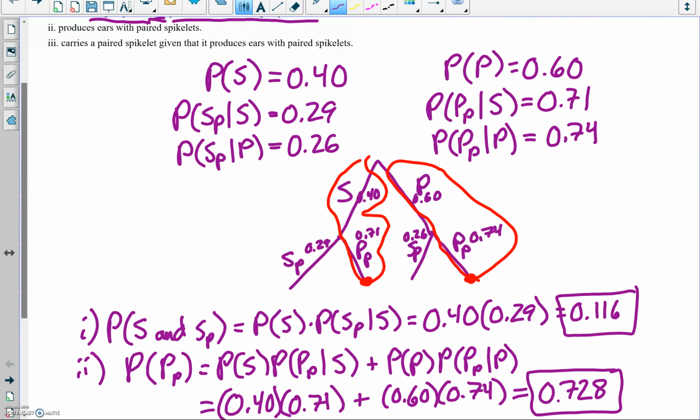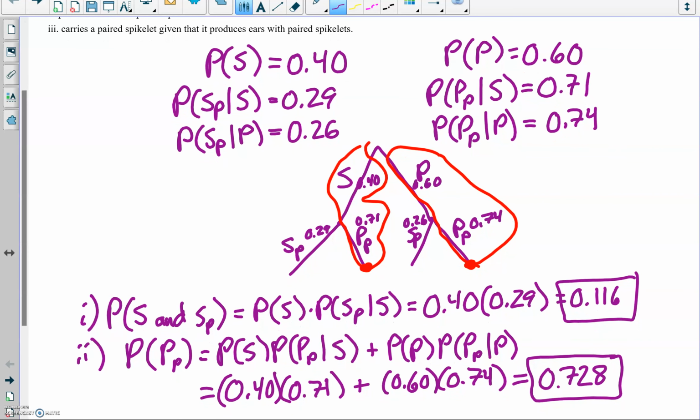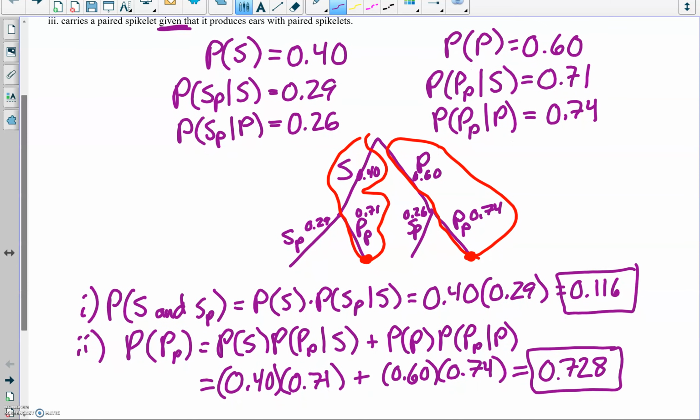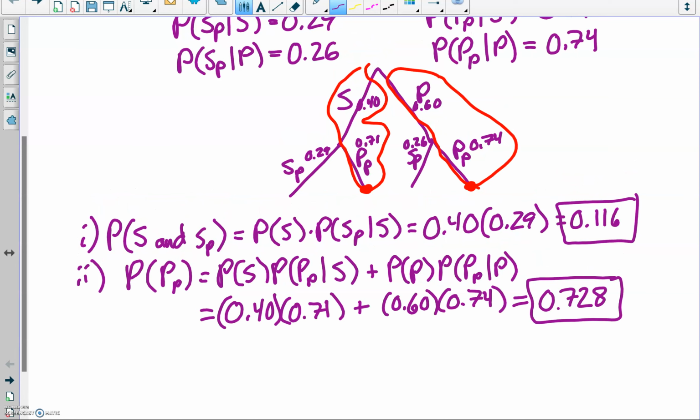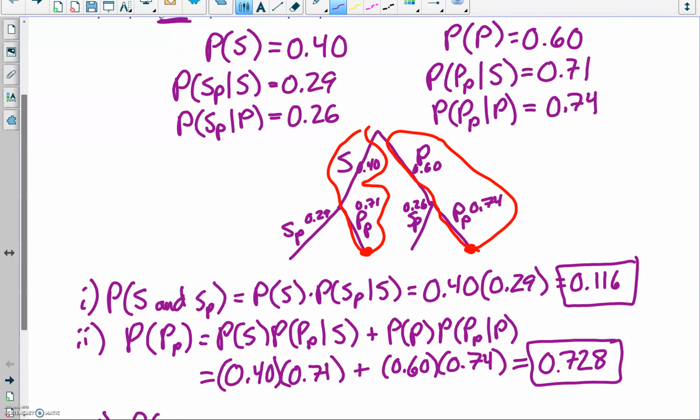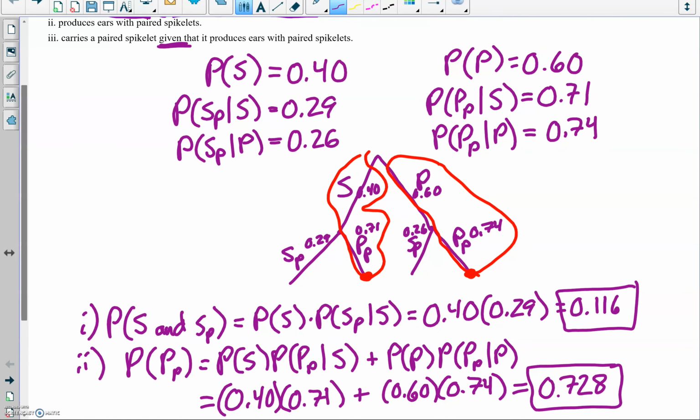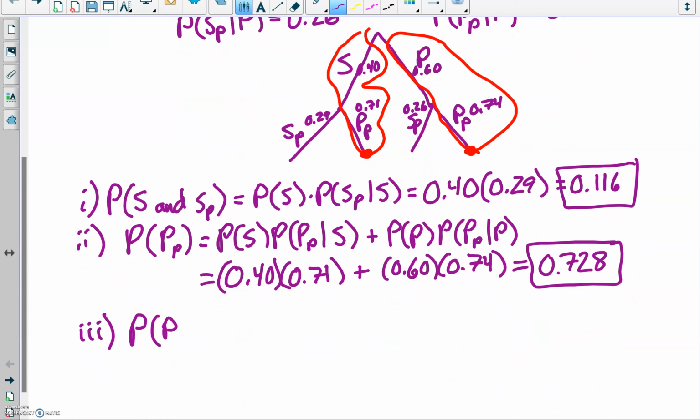So then for the last one, it carries a paired spikelet given that it produces ears with paired spikelets. So let's write this out in notation. This word given is the key word for conditional. Whatever comes after the word given is going to be what comes after the vertical bar, and whatever comes before given is going to be what comes before the vertical bar in this notation. So we want the probability of being paired given that it produces pairs, using the notation that I've been using.